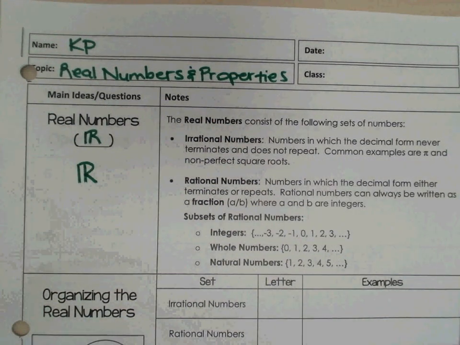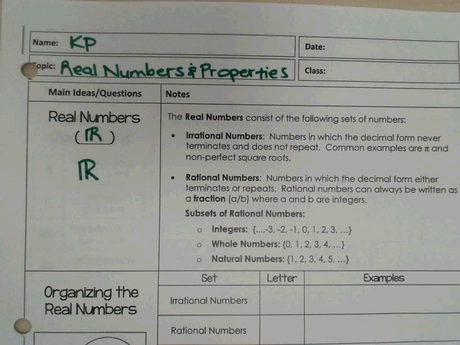The first one of those is irrational numbers. Can you read the definition for irrational numbers, please, Tyler? Numbers in which the decimal form never terminates and does not repeat. Common examples are pi and non-perfect square roots. Excellent, thank you. That's irrational numbers in words. We'll look at some examples below in a second.